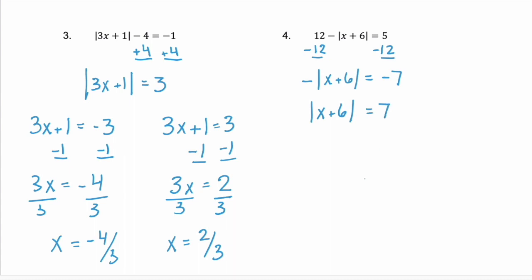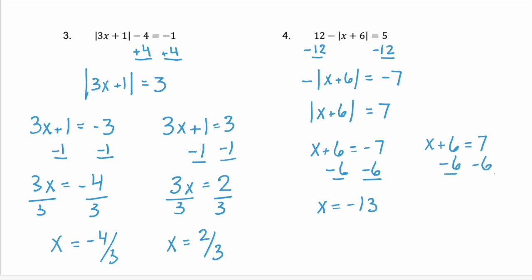Now we can solve this. We're solving x plus 6 equals negative 7, and x plus 6 equals positive 7. For the first, we subtract 6 from both sides and get a solution that x equals negative 13. For the second, subtract 6 from both sides and we get x equals 1. Pretty straightforward when you're solving absolute value equations.